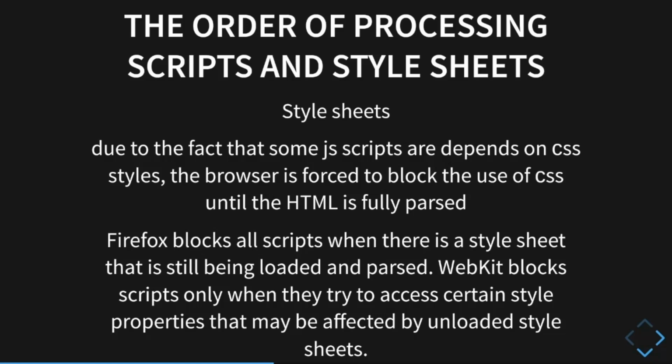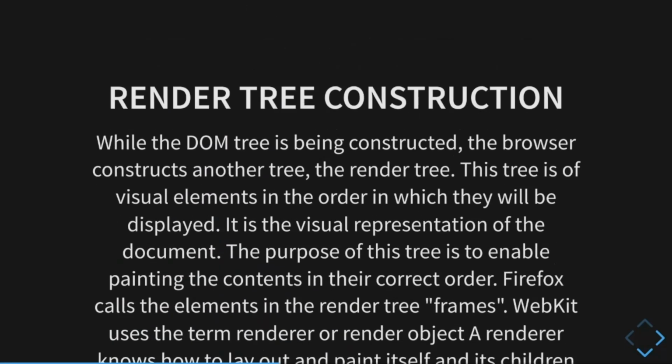The order of processing scripts and style sheets. Style sheets: due to the fact that some JS scripts depend on CSS styles, the browser is forced to block the use of CSS until the HTML is fully parsed. Firefox blocks all scripts when there is a style sheet that's being loaded and parsed. WebKit blocks scripts only when they try to access certain style properties that may be affected by unloaded style sheets.